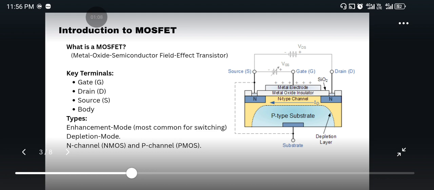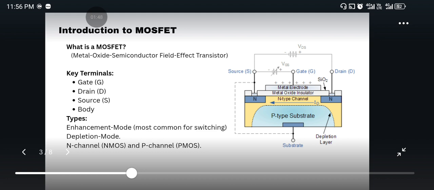Now I am going to explain shortly how a MOSFET works. The gate is insulated, so no current flows into the gate when the voltage VGS is applied. Instead, the voltage creates an electric field. The electric field attracts charge carriers and forms a conductive channel between the drain and the source. Depending on the MOSFET type, in an N-channel MOSFET the channel forms with electrons, and in a P-channel MOSFET, the channel forms with holes. Once the channel forms, applying VDS lets current flow through the MOSFET.